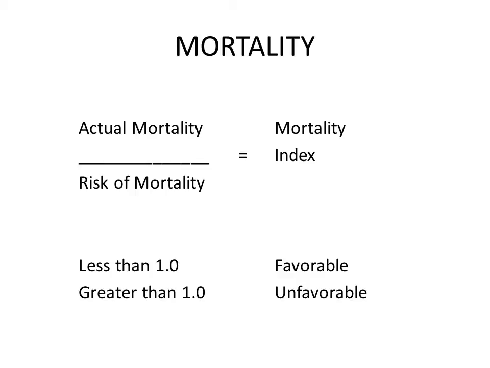This overall risk of mortality for a population of patients can then be compared to the actual mortality experienced for those patients. If the ratio of actual mortality to risk of mortality is less than 1, this implies a favorable result for these patients. If the mortality index is greater than 1, this implies an unfavorable result.